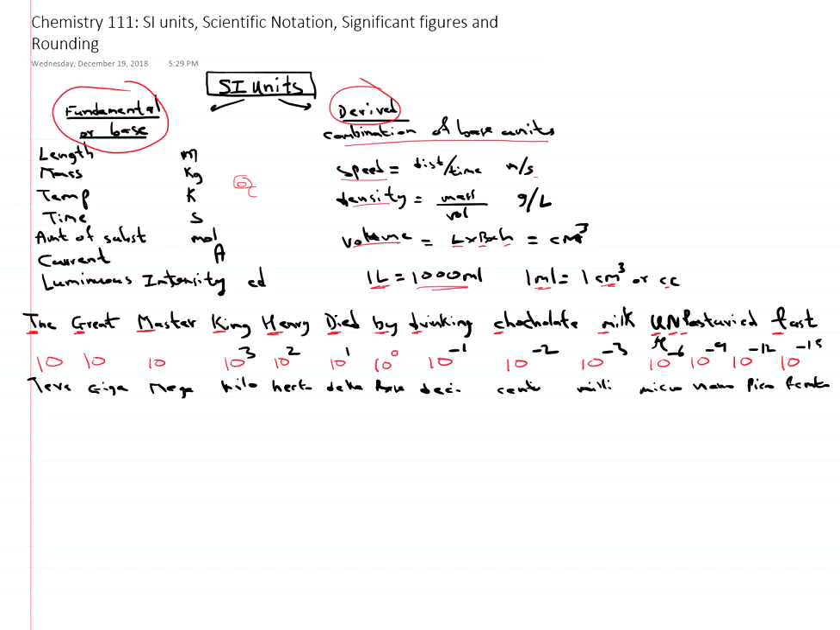Then mega is 6. Giga, I'm sorry, is 9. It goes up by 3. And then tera is 12.